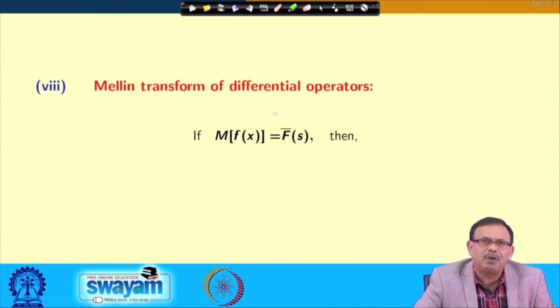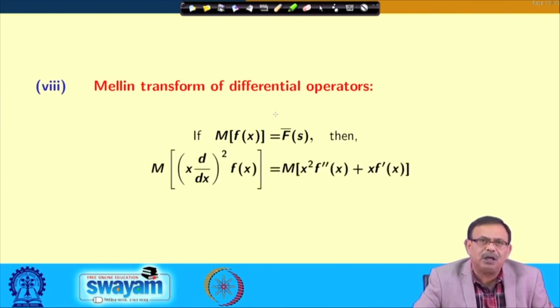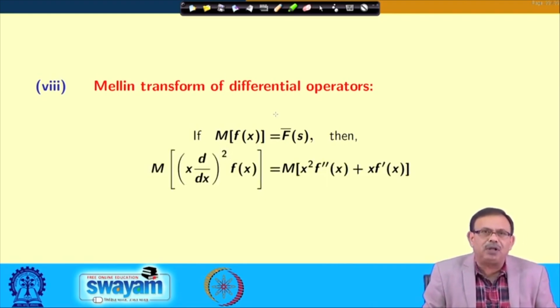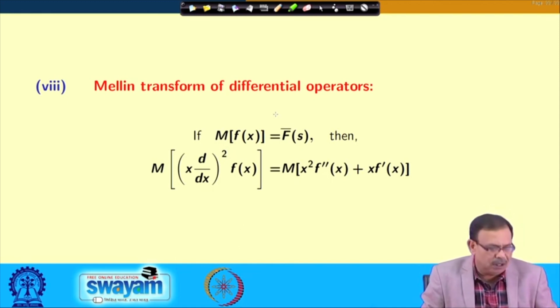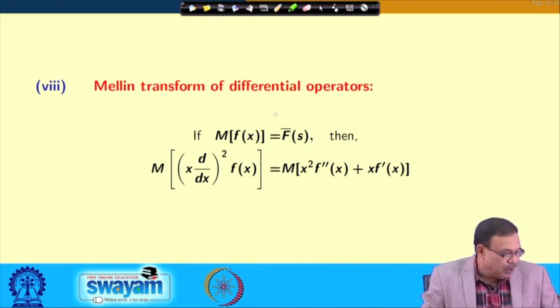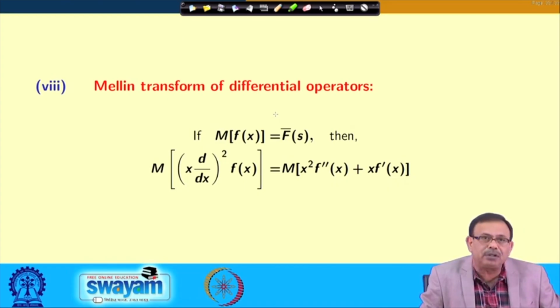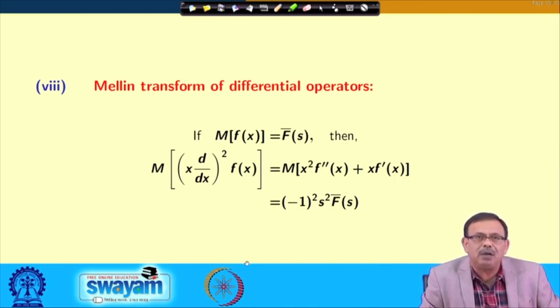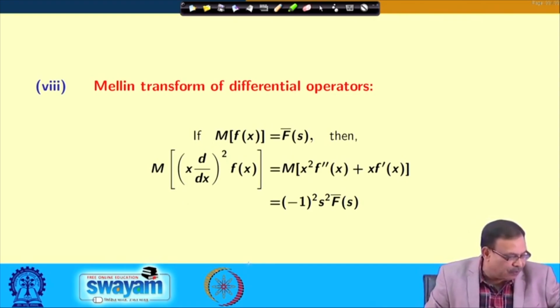Next one is Mellin transform of the differential operator. If Mellin transform of f x is F bar s, then Mellin transform of x d dx whole square of f x equals Mellin transform of x square f double dash x plus x f dash x. This is the differential operator. And this equals minus 1 whole square s square F bar s, because x d dx whole square I am writing in this particular form.